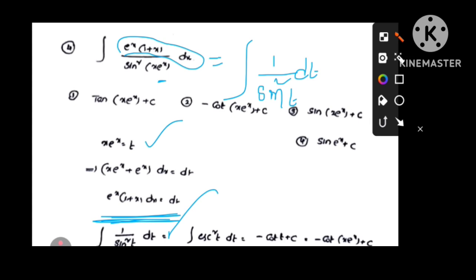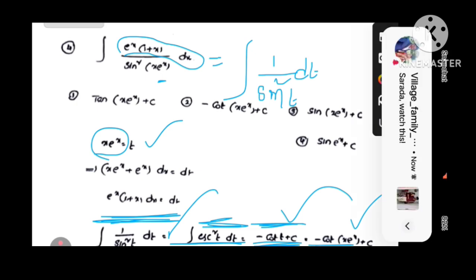But what is 1 by sin² t? Cosec² t. And what is the integration of cosec² t? Minus cot t plus c. Integral of cosec² t dt is equal to minus cot t plus c. Now in the last step, replace the t value here. So this becomes minus cot(x e^x) plus c.